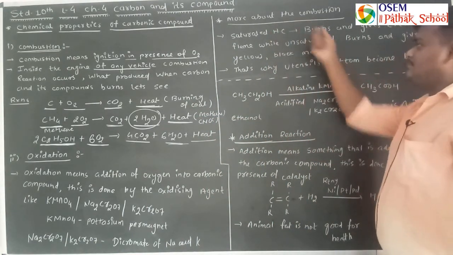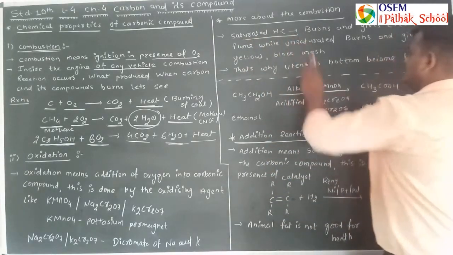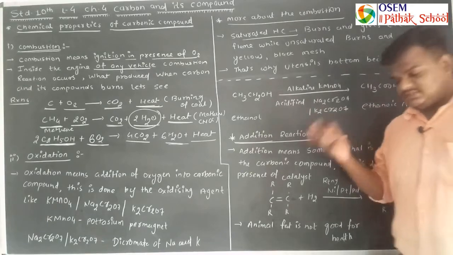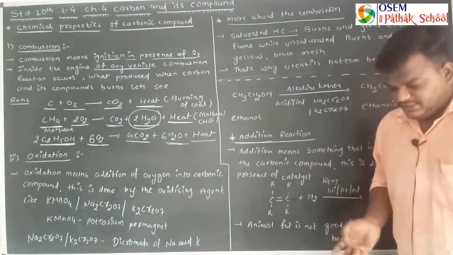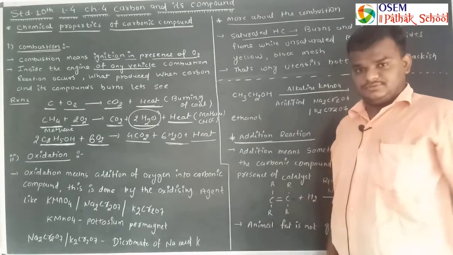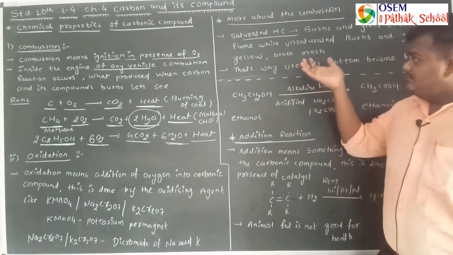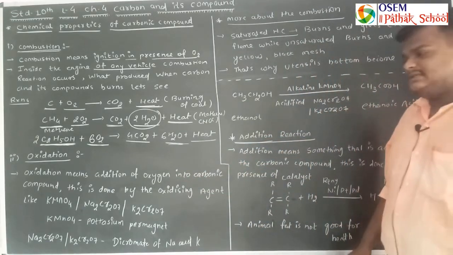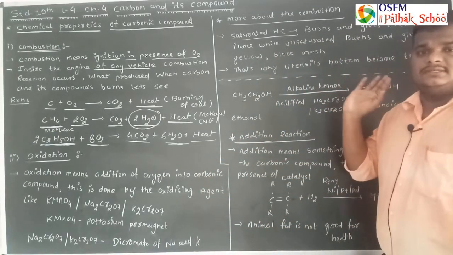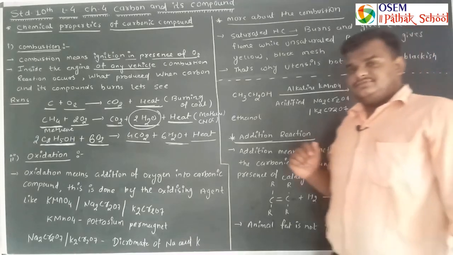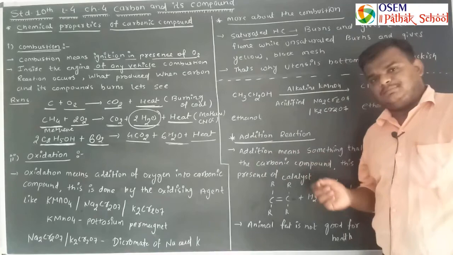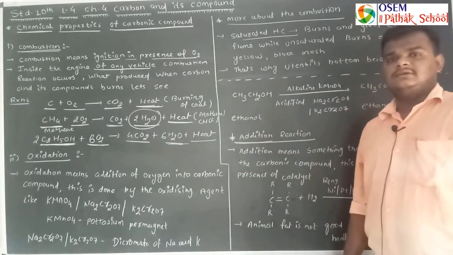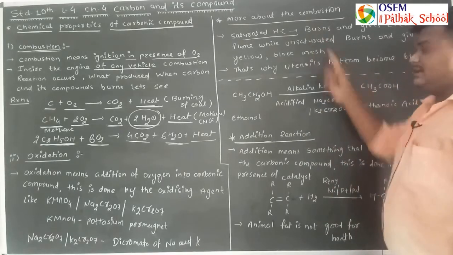Now more about this combustion process. Saturated hydrocarbons burn and give a green flame, while unsaturated hydrocarbons burn and give a yellow, black mess. Unsaturated hydrocarbons means ethene, propene, butene. They generate lots of smoke. One of the best examples from our day-to-day life is the LPG gas cylinder. In the LPG gas cylinder, liquefied petroleum gas burns. In that, butane is filled. When incomplete combustion takes place, meaning when there is a lack of oxygen, the burning of any fuel will be incomplete. That's why it generates lots of smoke.